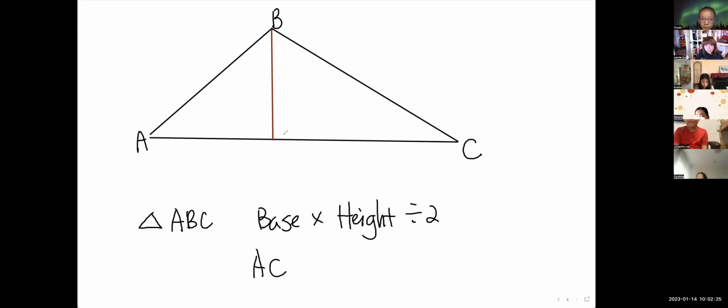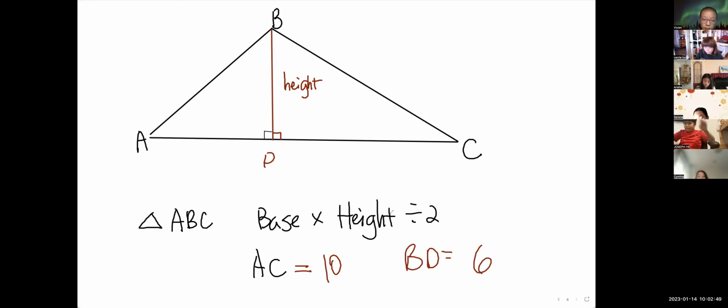So now I want all of you to draw a little square here. Okay, so that means that is the height. Okay, everybody? Got it? Okay, that is very good. Girls, very good. So if I tell you AC equals 10, and this one we just say BD. BD equals 6. So what is the area of this one?